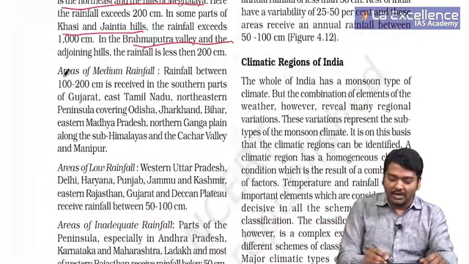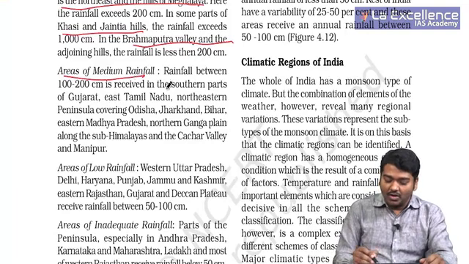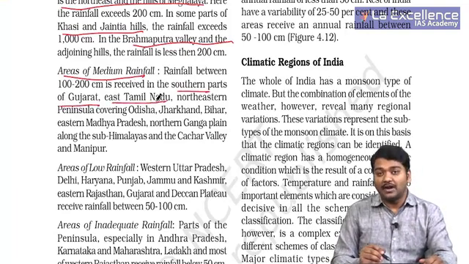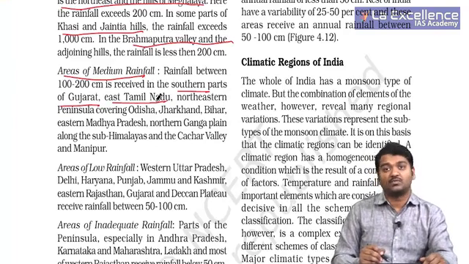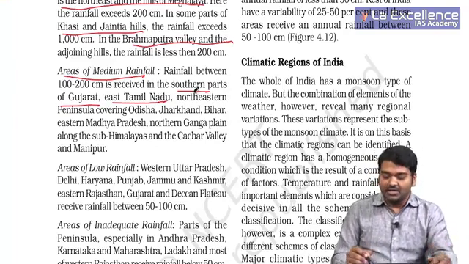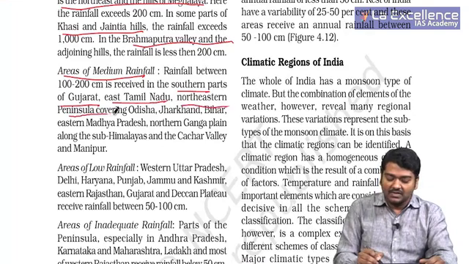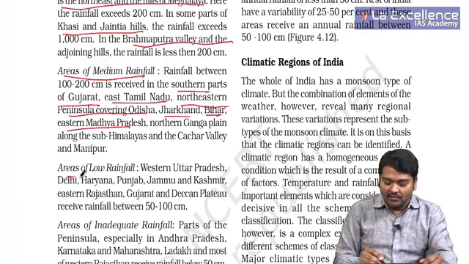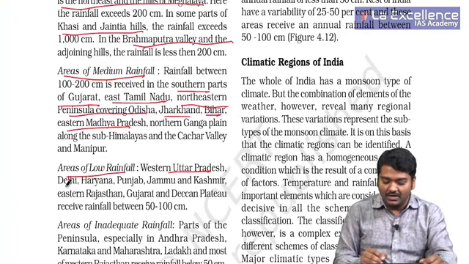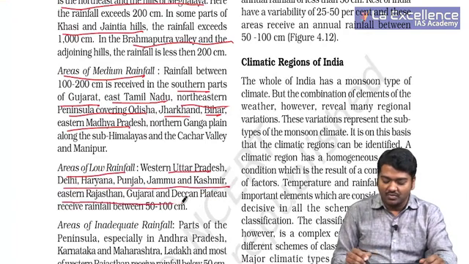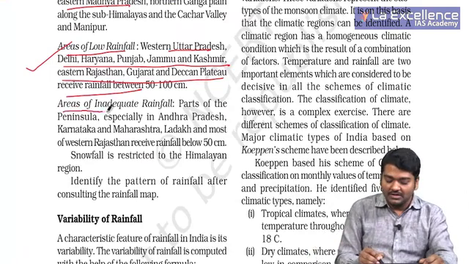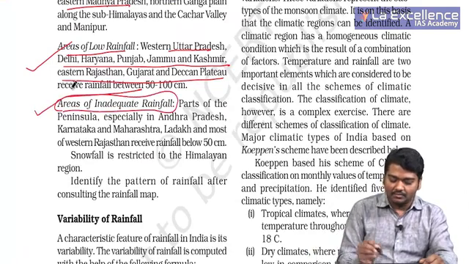And then when we talk about areas of medium rainfall, we talk about the southern parts of Gujarat, the east coast of Tamil Nadu, which receives rainfall from both southwest monsoons and cyclonic depressions, and the northeastern peninsula covering Odisha, Jharkhand, Bihar, Madhya Pradesh, central India through the Narmada valley. Areas of low rainfall are usually western UP, Delhi, Haryana, Punjab, Jammu and Kashmir, Gujarat, Rajasthan, all this. Inadequate rainfall is usually on the leeward side of the mountains, right?